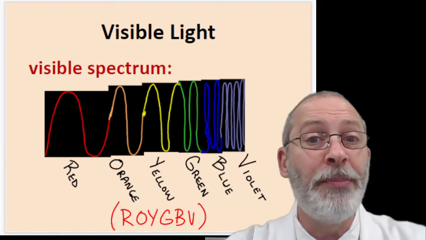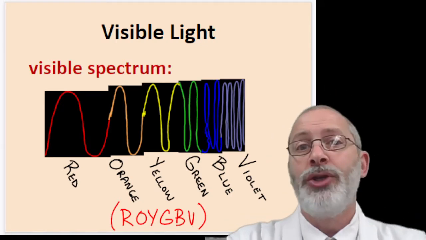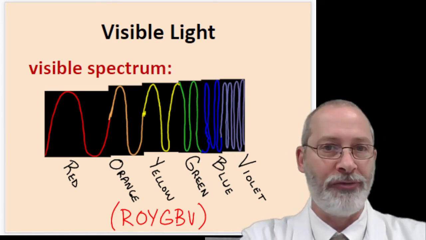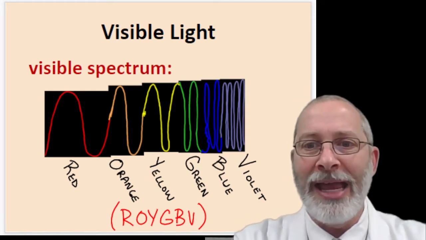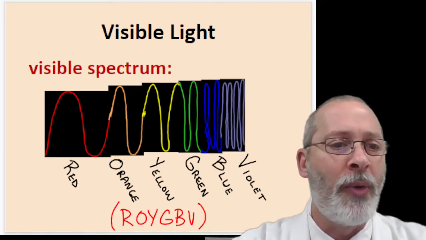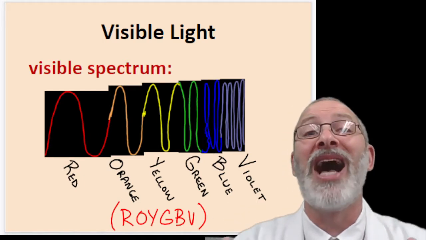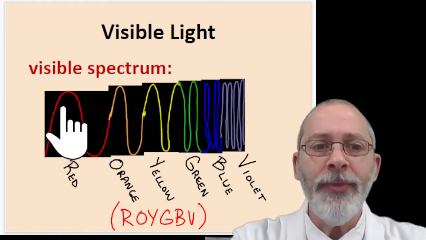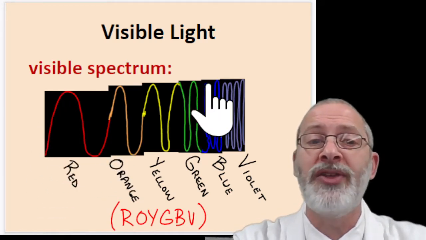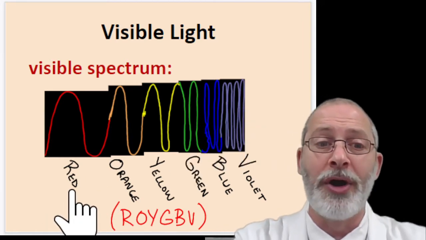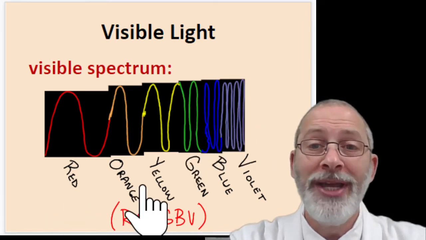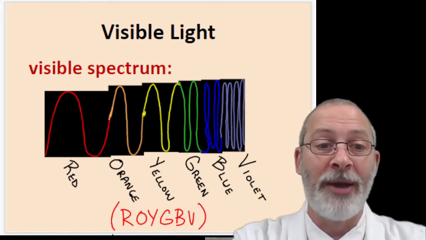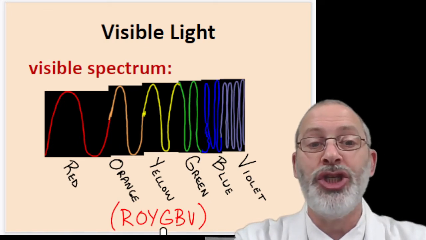And so the visible spectrum, there's a great way to remember it. It's called Roy G. Biv. Perhaps you've heard that mnemonic or memory aid in the past, Roy G. Biv, but I want to tell you a little bit more about it here in science class. The visible spectrum of colors ranges from the longest wavelengths to the shortest wavelengths in order: red, orange, yellow, green, blue, and violet. And we summarize that with the letters Roy G. Biv.